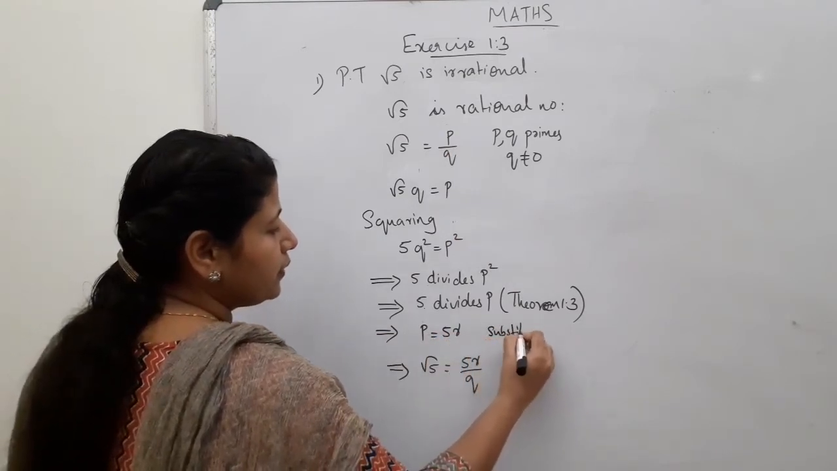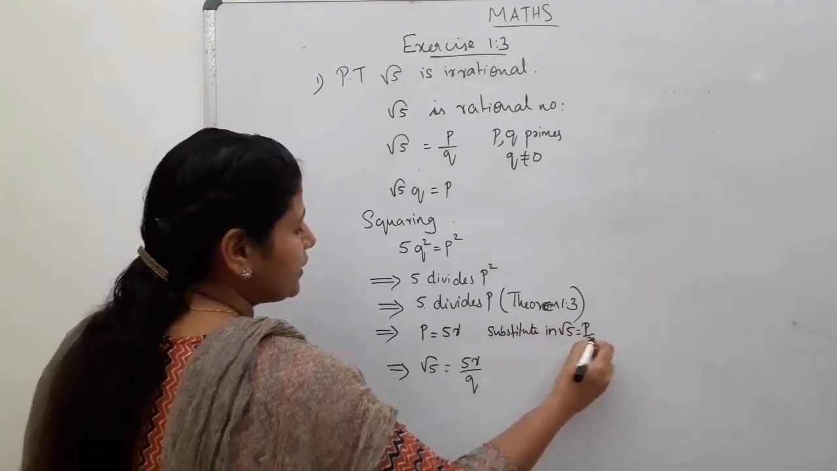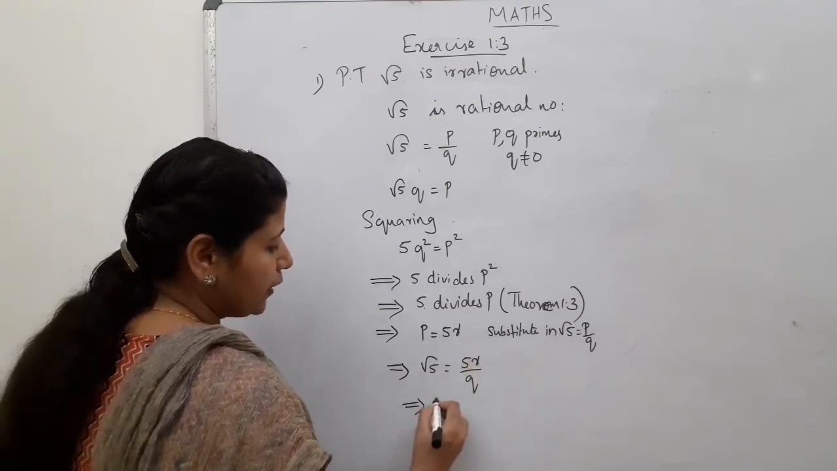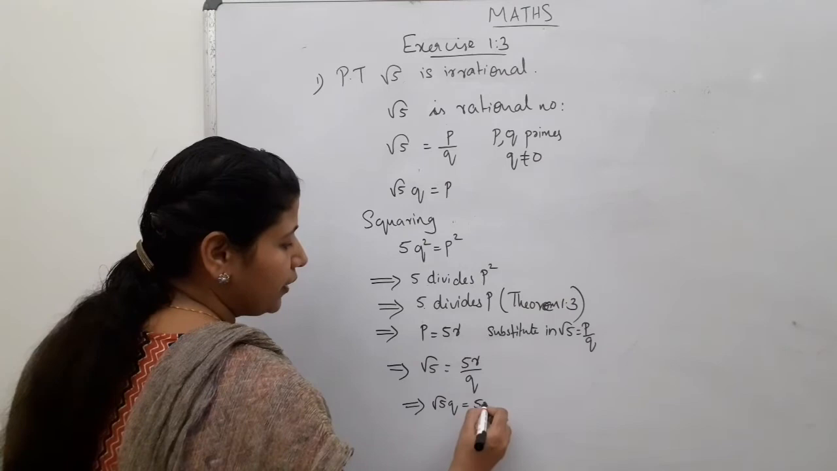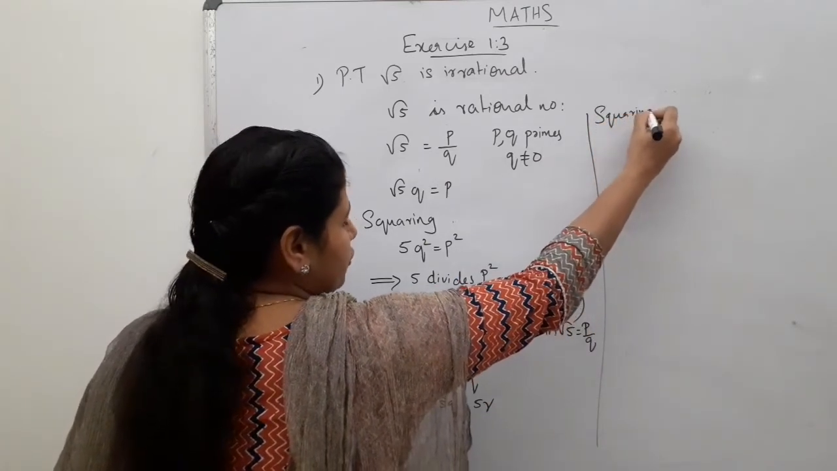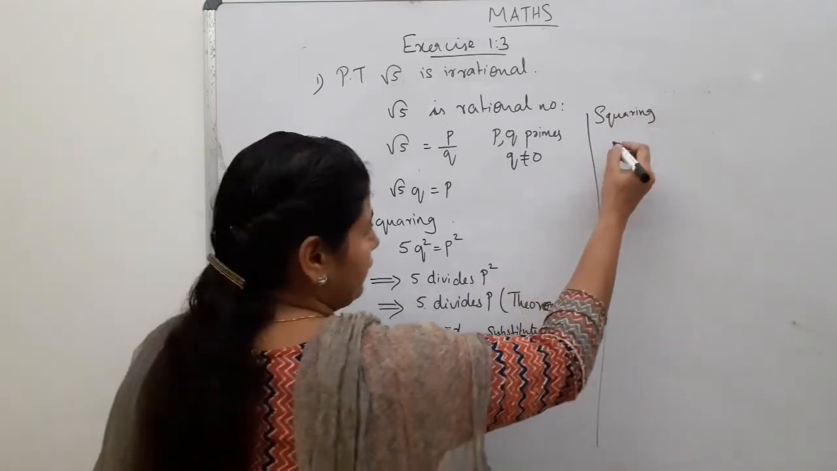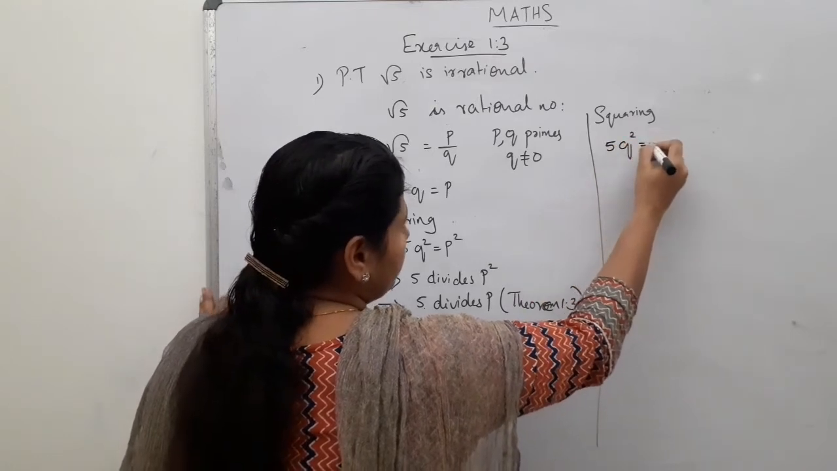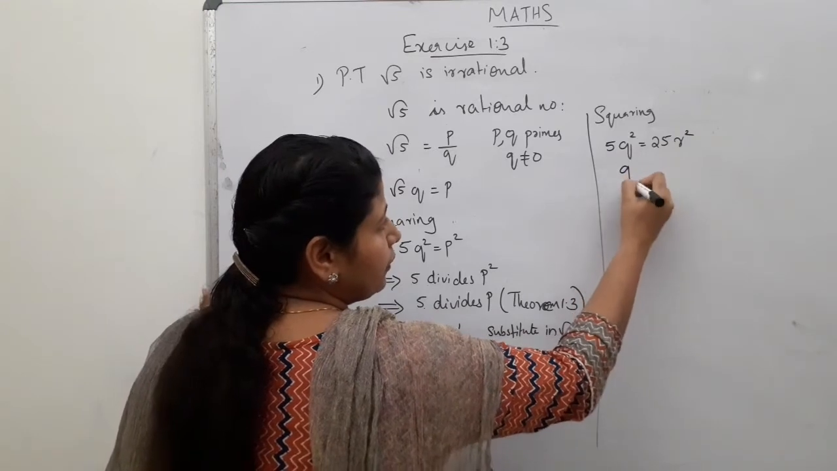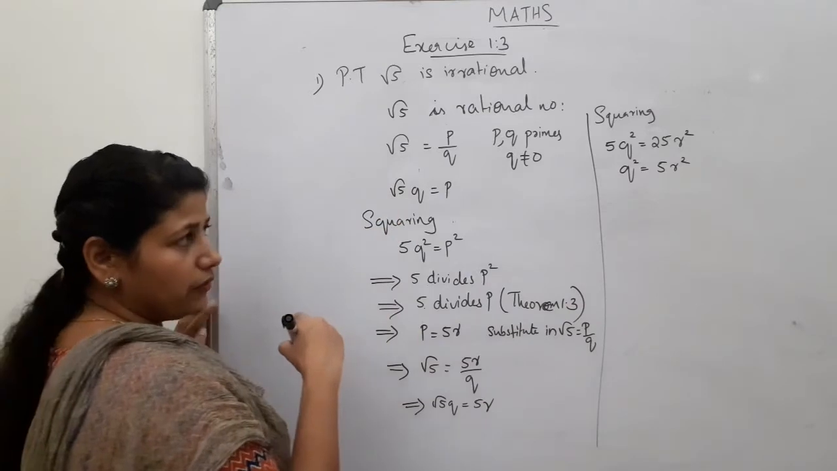Substitute P equal to 5R in root 5 equal to P by Q. So we are getting root 5 equal to 5R by Q. Then again cross multiply: root 5 Q equal to 5R. Again you want to square. Squaring on both sides, you will get root 5 square is 5 and Q square is Q square itself. 5Q square equal to 5 square is 25 and R square. 5 is common to both, so it will be Q square equal to 5R square. So you got Q square equal to 5R square.